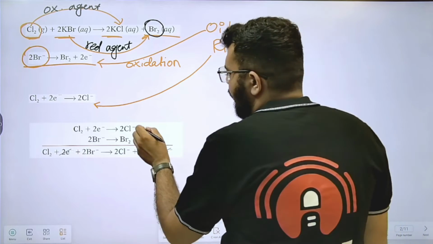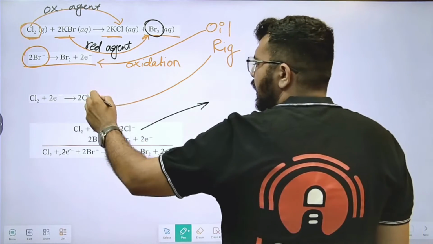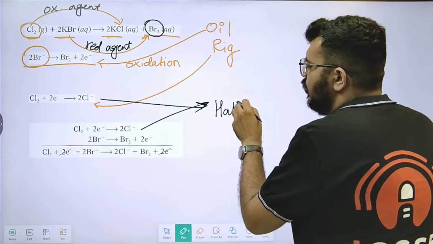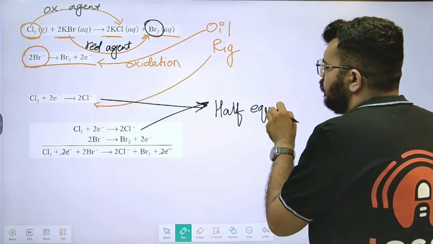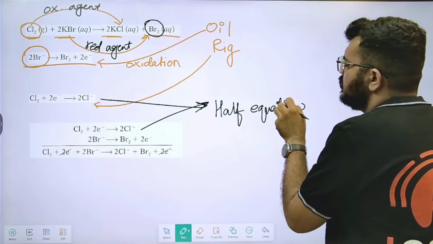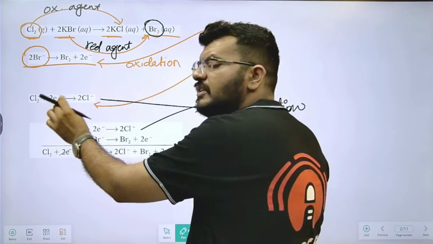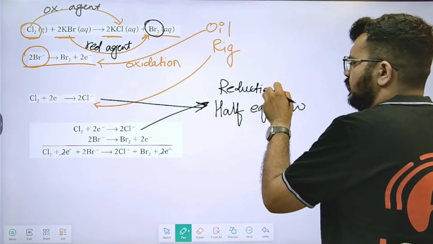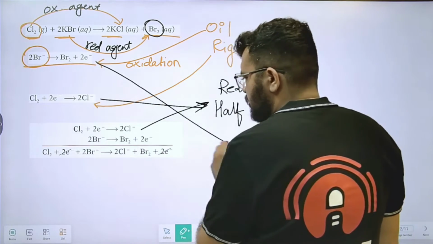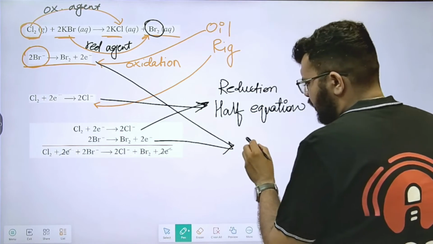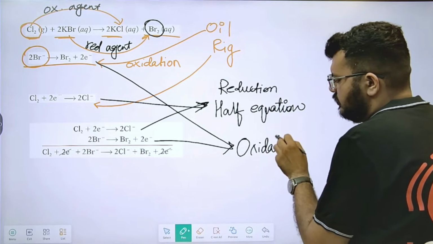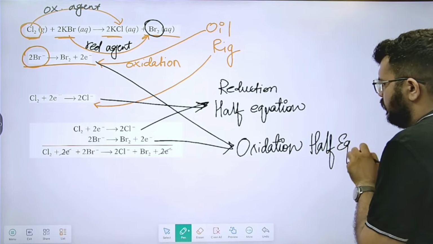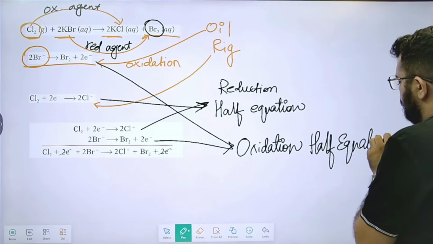So I will call this part of the reaction, or the half equation, this half equation. What half equation is this? What is happening here? Chlorine is gaining electron, so I will call this reduction half equation. For this, I can call it oxidation half equation, or oxidation half reaction.